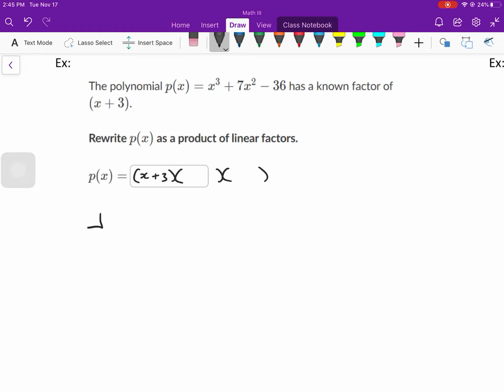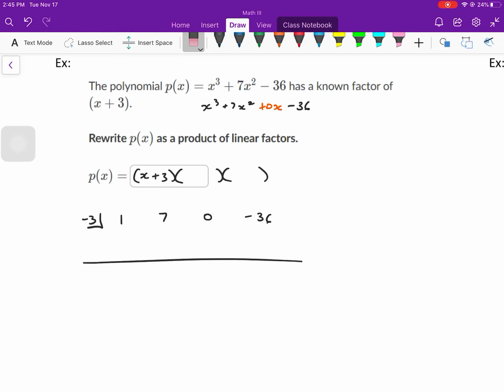So using the synthetic division, we're going to have a negative 3 in the box, and then 1, then 7. And notice this is missing the x term. So we're going to put in a 0x there to take that space as a placeholder. So 0, then negative 36. So bring down the 1, times negative 3. 7 minus 3 is 4. Times negative 3 is negative 12. Times negative 3 is 36. Add those up to get a remainder of 0.